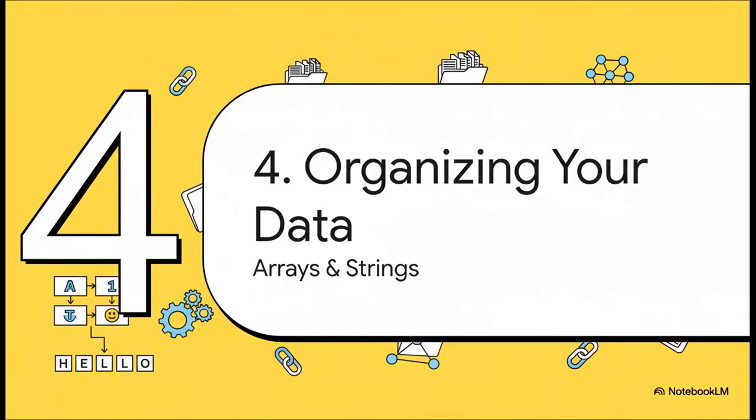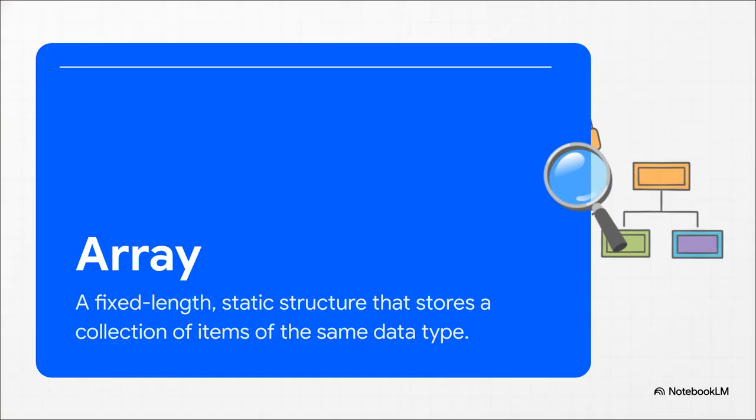All right, up to now, we've been dealing with one piece of data at a time, like one score or one name. But what happens when you've got a whole list of them? Let's look at the tools for handling big collections of data. An array is basically like a row of numbered boxes, perfect for storing a list of related things, like all the high scores in a game.